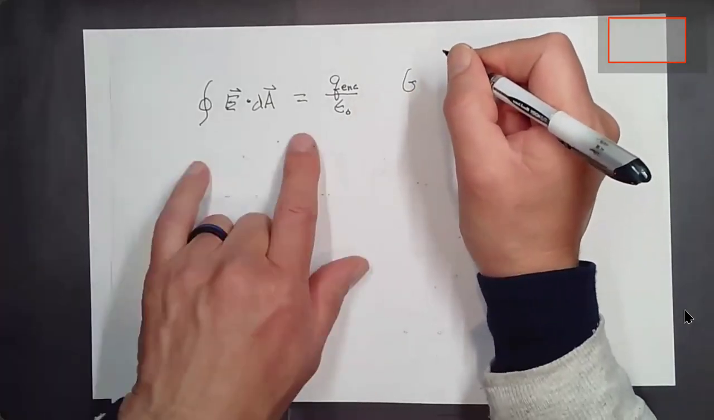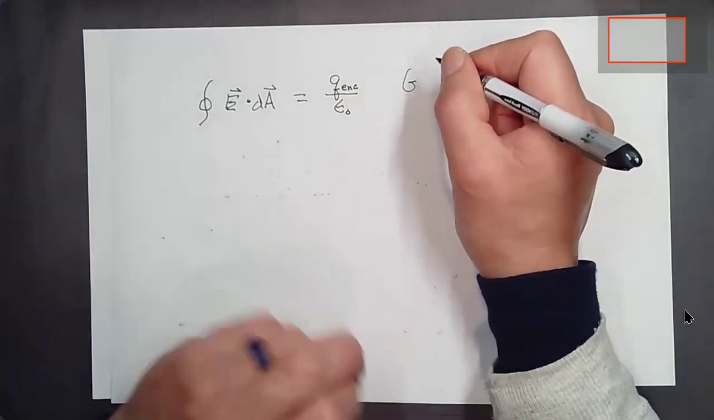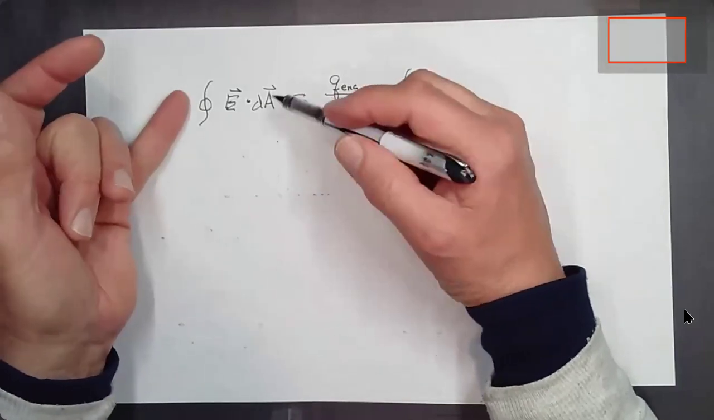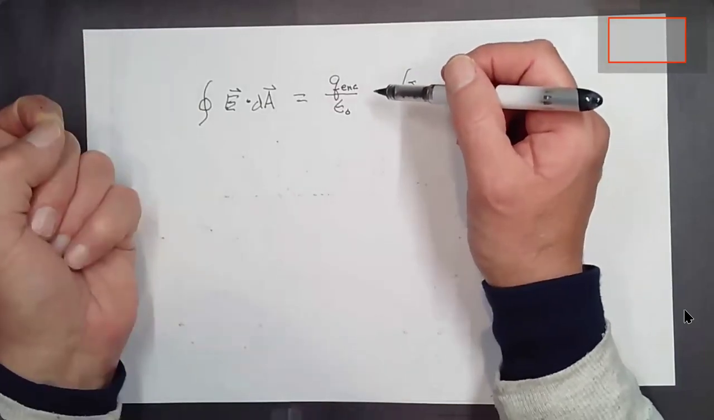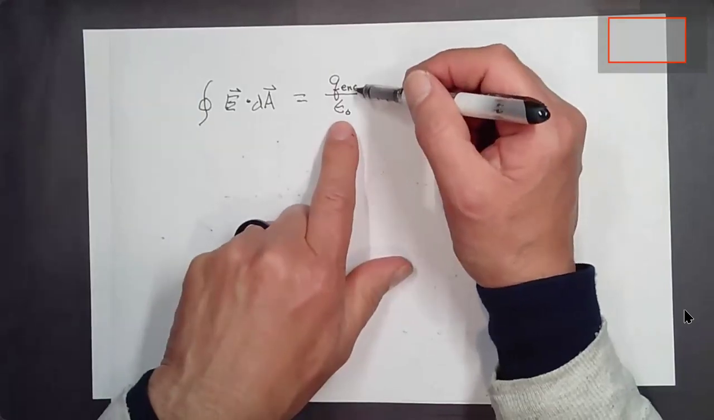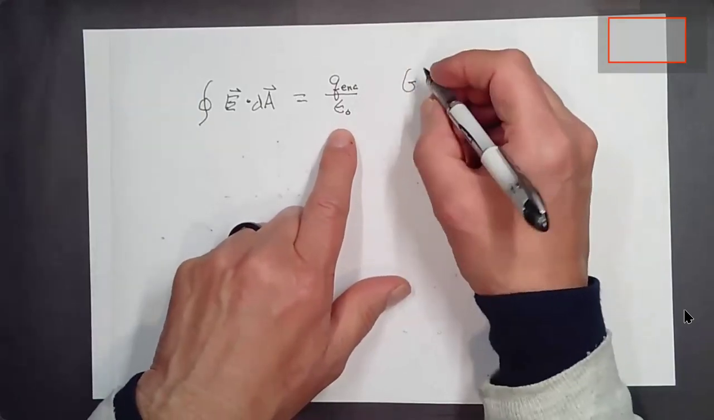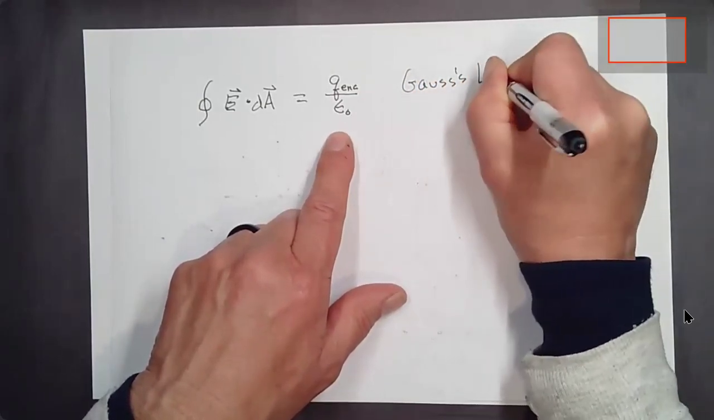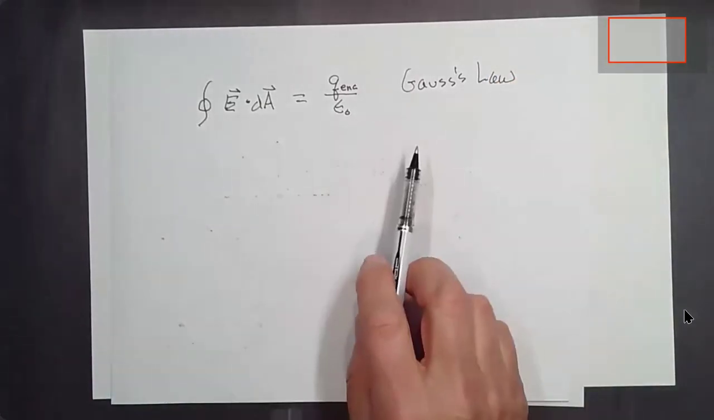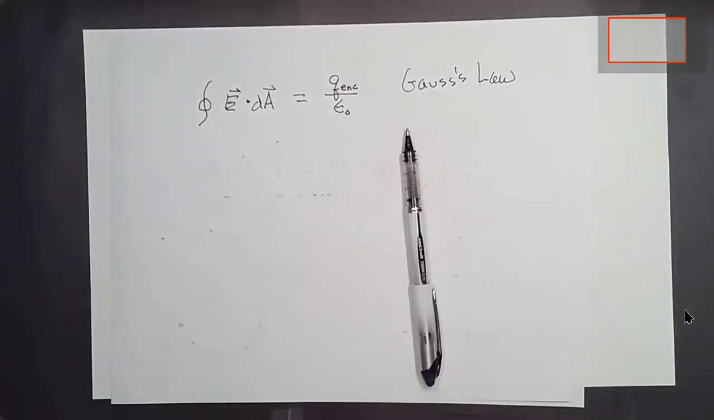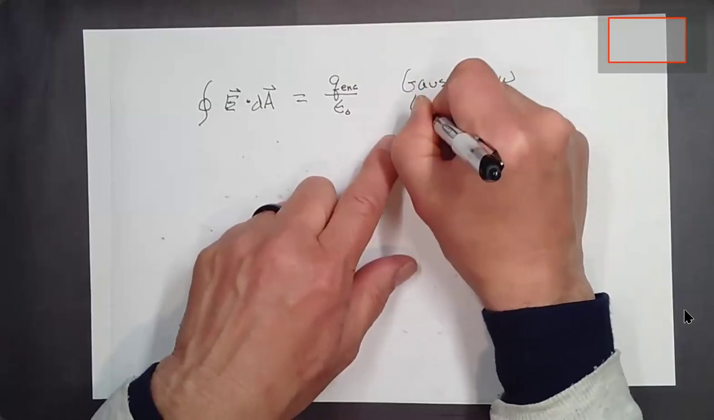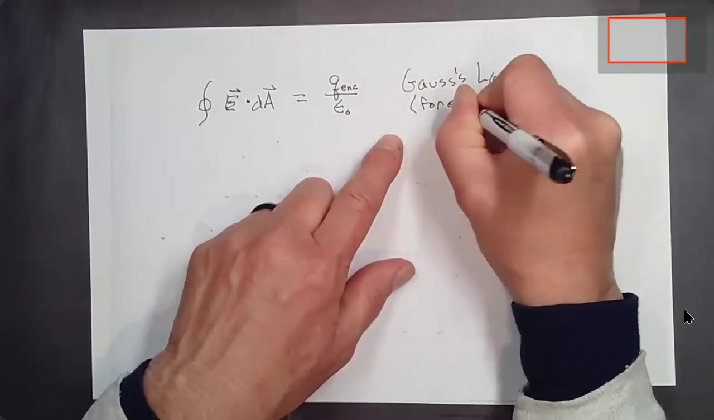Now, we did it for a sphere with a point charge at the center, but it turns out it doesn't matter what the shape is, or where the charge is inside there, it's always going to equal Q enclosed over epsilon naught. So this is Gauss's law. And it's one of the 4 fundamental equations of electromagnetism. This is Gauss's law, and I'll put in parentheses here, for electricity.